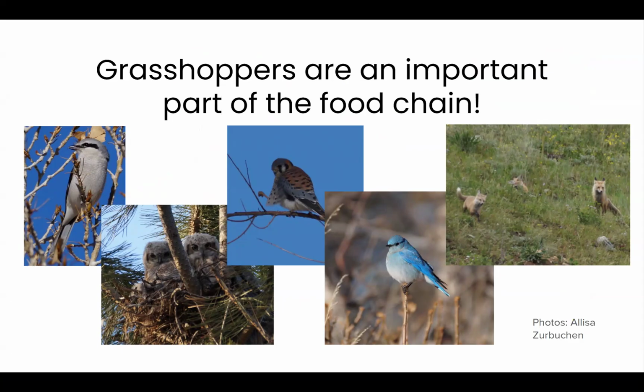Grasshoppers in general are eaten by a lot of different wildlife. I took all of these pictures, and I like to remind myself that I wouldn't get to enjoy this wildlife if they didn't have plenty of food in our ecosystem. On the left, we have a shrike, and they will eat grasshoppers and other rodents and even other birds. Towards the left on the bottom, we have some owlets. These are great horned owlets.